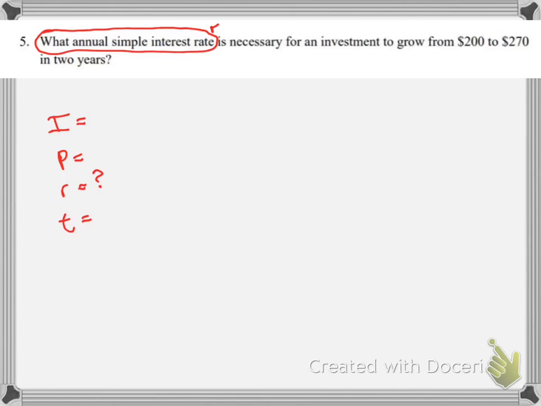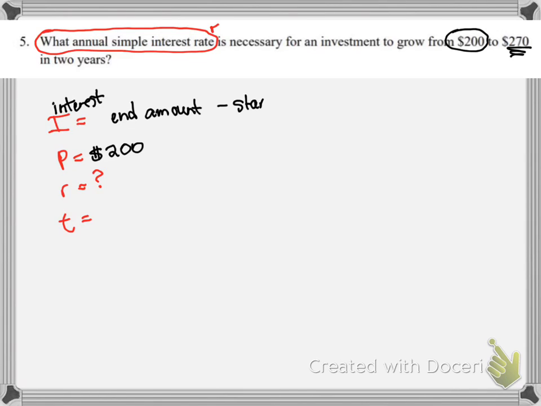So let's keep going. It's going to grow from 200, so it's going to start at 200. So 200 is our principal. And then it's going to grow to 270. So how can I figure out my simple interest using 200 and 270? Well, the amount of interest here, I, is my end amount minus my starting amount. So to calculate the amount of interest that was gained from my investment, I have to take 270 and subtract 200. So my interest is $70. Notice there's a little bit more work involved here.